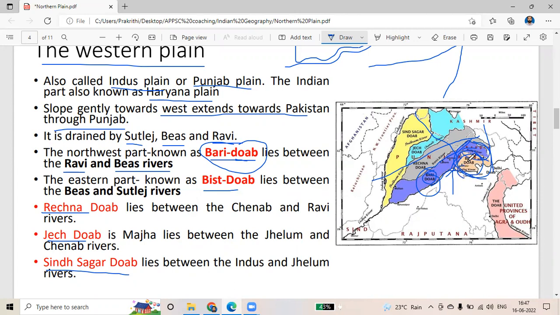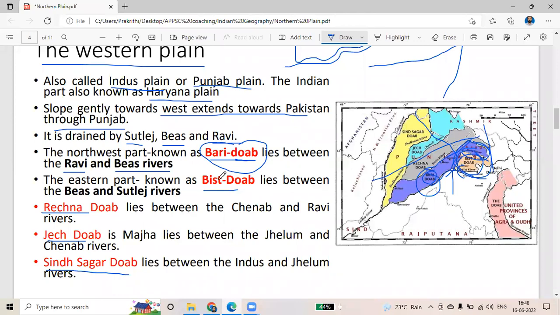So these are the important doabs, fertile lands in the western plain. If we consider the other portion also, between the Chenab and Ravi, this is the Chenab and this is the Ravi, in between these two comes Rachna doab. Then again between the Jhelum, this is the Jhelum, and the Chenab, in between these two comes Jech doab. Then between the Jhelum River and the main Indus River, in between these two comes Sindh Sagar doab.